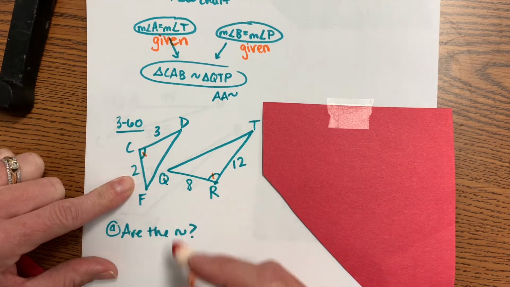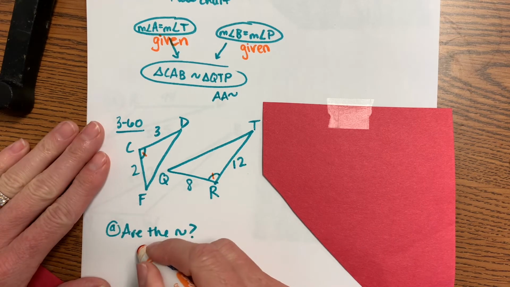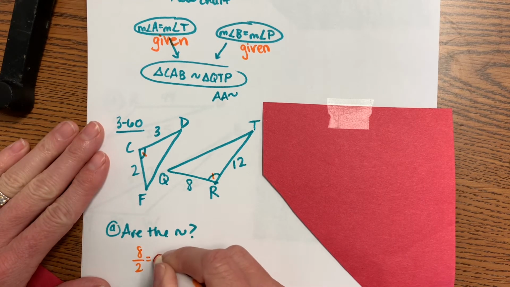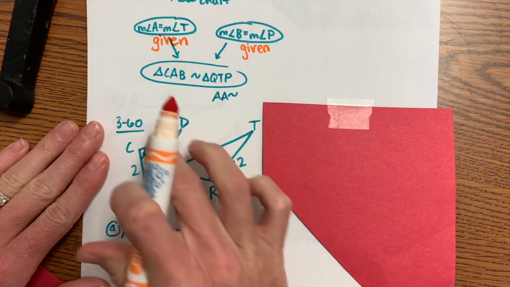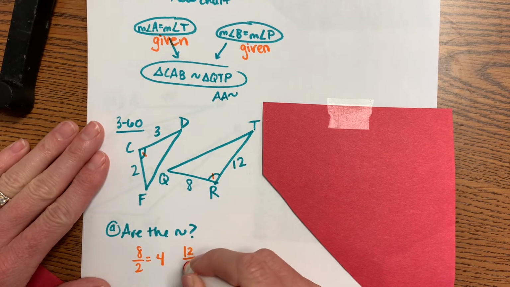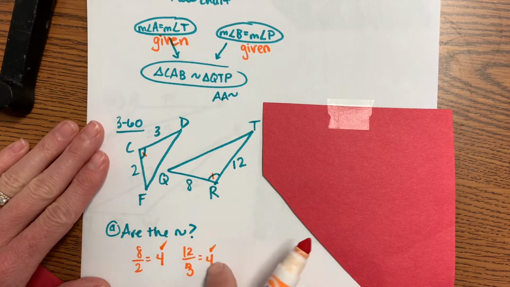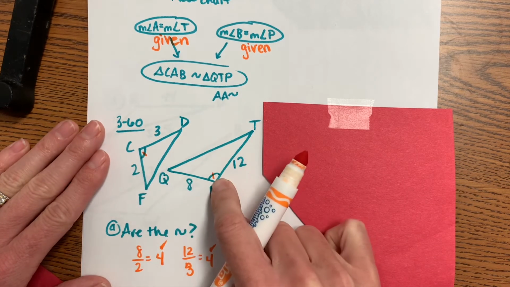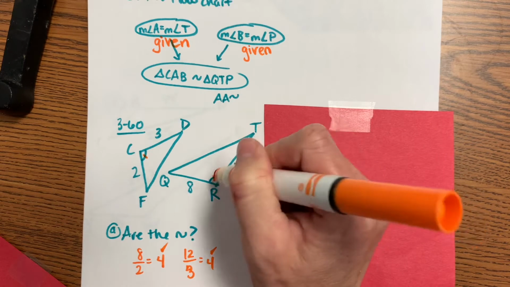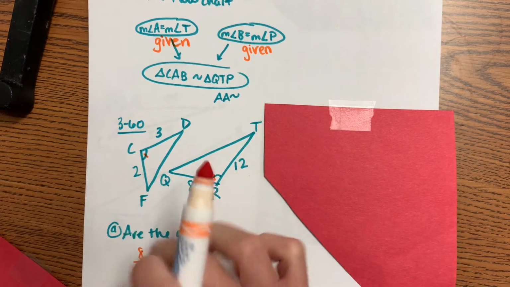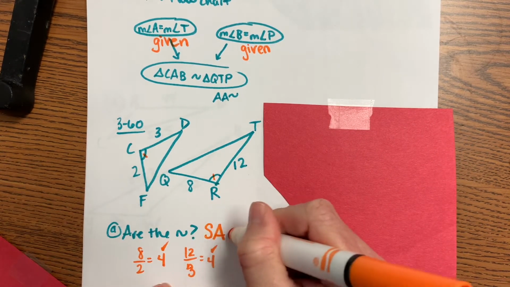So let's do the divisions in C. So 8 over 2 is equal to 4. And then 12 over 3 is also equal to 4. So the zoom factors are the same. And we know the angle in the middle of the sides is already marked equal. So yes, they are similar by SAS.